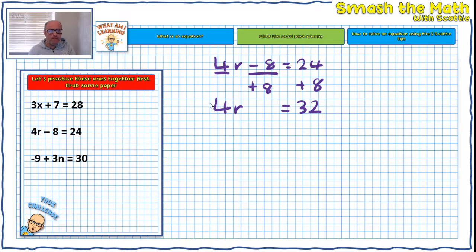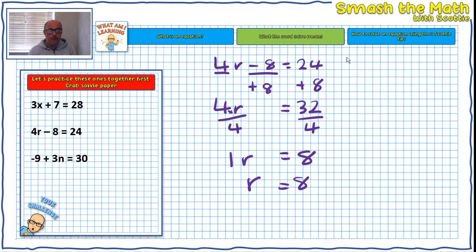Final step, remember, this coefficient tells us how many lots of r we've got. So there's a times in there, 4 lots of r. Do the opposite of times, or multiply, which is divided by 4 on both sides. So 4 divided by 4 is 1, r equals 32 divided by 4, or how many 4's are in 32. Do your 4 times table, you've got 8. So r is equal to 8.